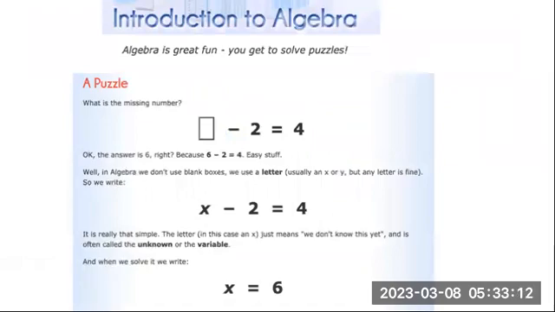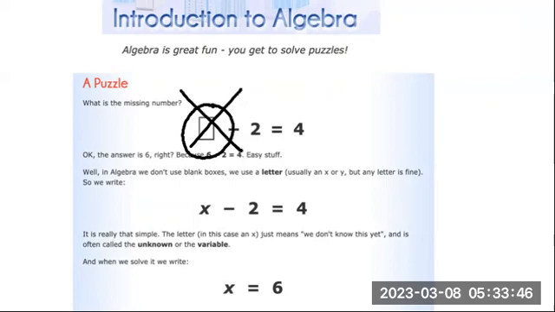Let's look at the example that we have over here. A missing number minus 2 is equal to 4. You think that's easy? Yes, it is. The answer is 6, right? Because 6 minus 2 is equal to 4. That's easy stuff. But in algebra, we do not use empty squares like this.